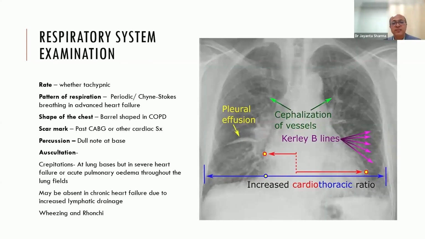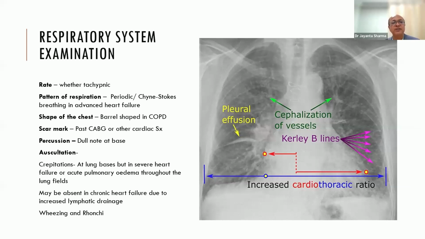So in the respiratory system examination, because most of the patients have SOB, that is the symptom of breathlessness, we have to do the respiratory system examination before going to the cardiac. In the respiratory system examination, first we see the respiratory rate, whether the patient is tachypneic or not. The normal respiratory rate is around 16 to 20. If the patient's respiratory rate is more than 20, always keep in mind the patient may be in failure.